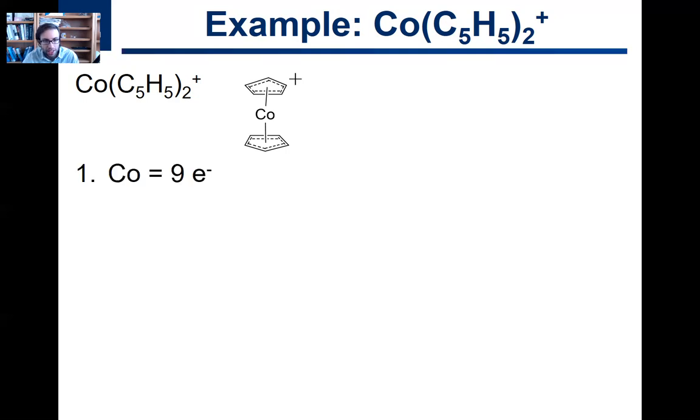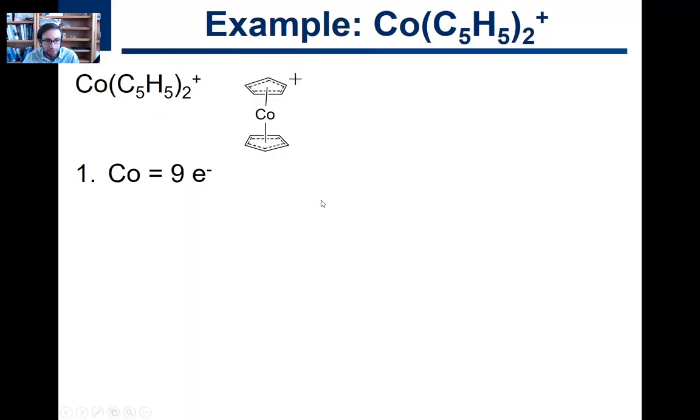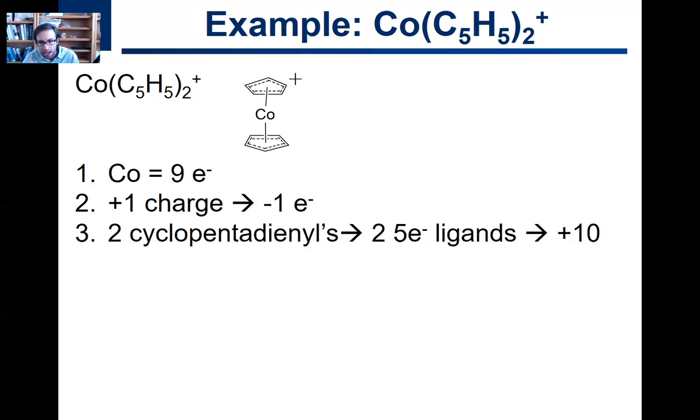Let's count atoms first. Go back to our periodic table here where cobalt is group 9, so we have 9 electrons. We have a +1 charge, so we're going to remove 1 electron. Gets us down to 8. And then we have these cyclopentadienyl ligands. These turn out to be 5 electron ligands. Unfortunately, there's not too many different types of ligands that are commonly used, so you'll quickly get a feel for these. But again, you can rationalize this.